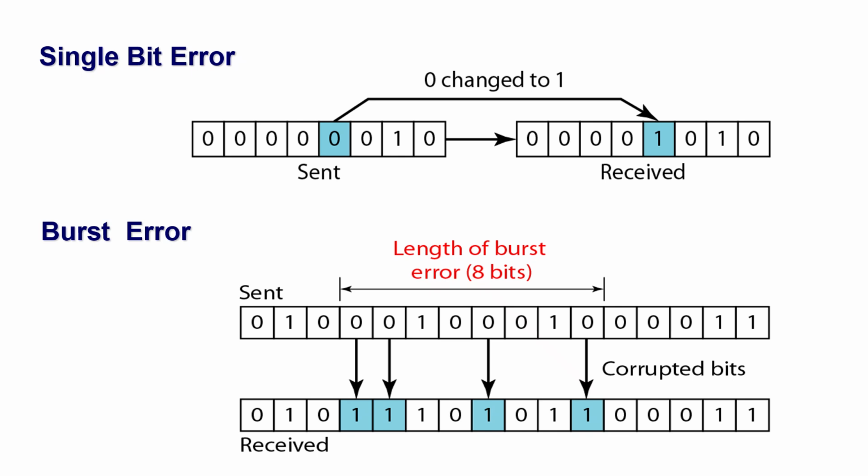Errors are generally classified into two types: single bit error and burst error. Single bit error occurs when only one bit in a data unit, such as a byte or packet, changes from 0 to 1 or from 1 to 0. A burst error occurs when two or more bits in the same data unit are altered, making it more complex to detect and correct.